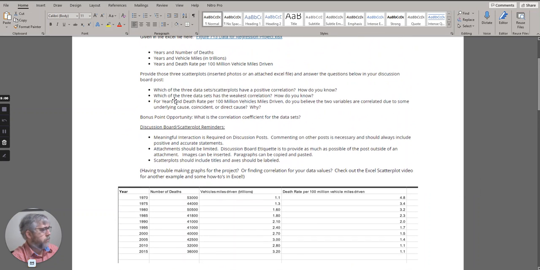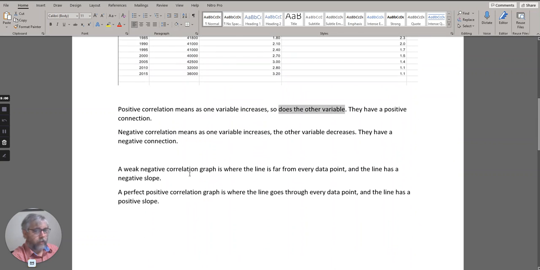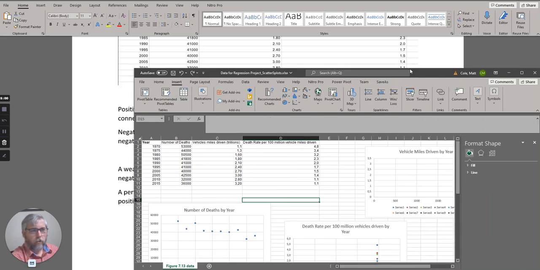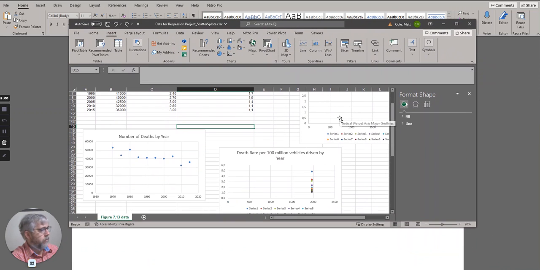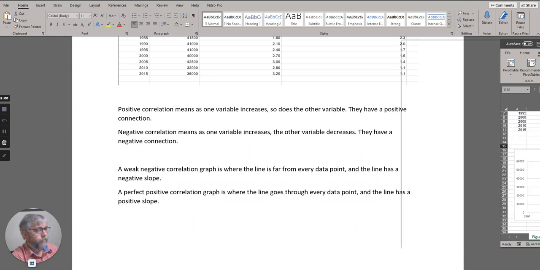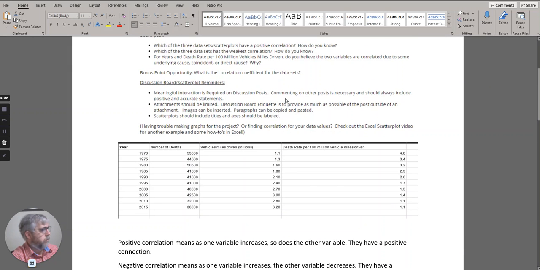All right. So then it says, which of the three data sets has the weakest correlation? Well, what's a weak correlation? A weak negative correlation is a graph where the line is far from every data point and the line has a negative slope. So I'm thinking it's going to be the number of deaths per year that they're talking about, right? Then the next one is the years and death rate per 100 million miles, so it'd be the years and the third scatter plot.